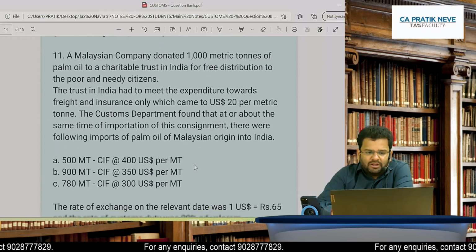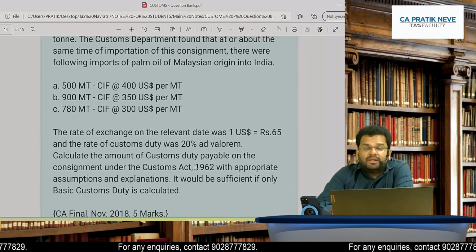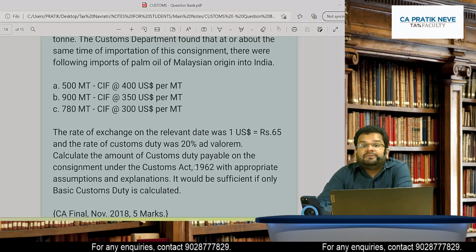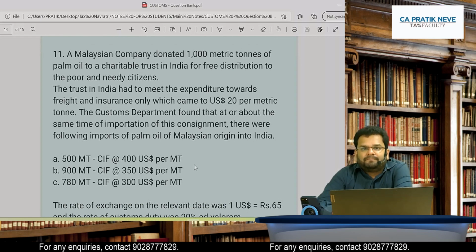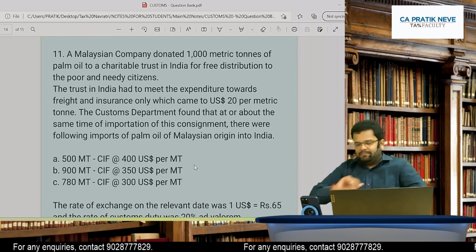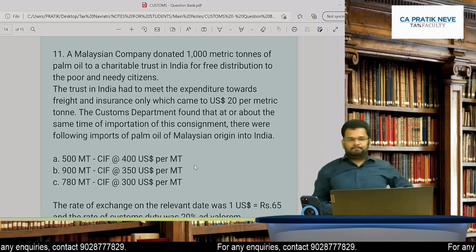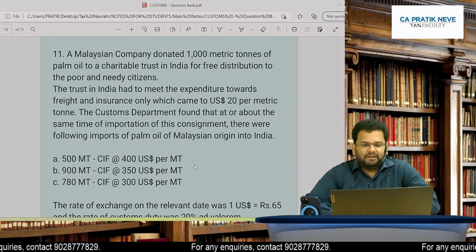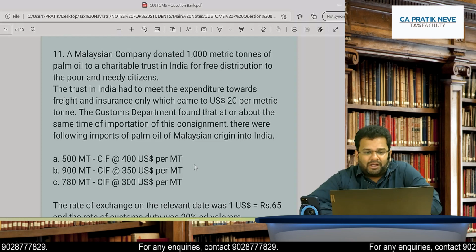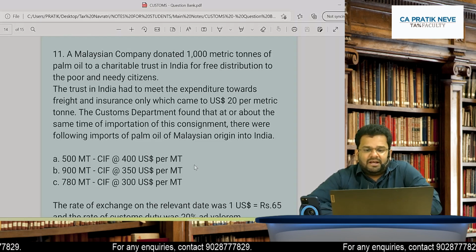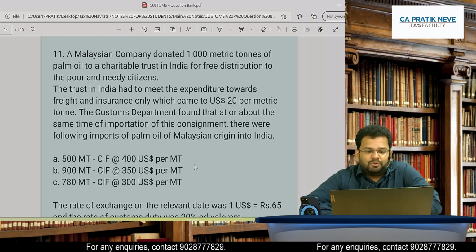Go to page 14, question 11. You will understand how to apply the principle of rule 4 and rule 5. Okay, read it. A Malaysian company donated 1000 metric tons of palm oil to a charitable trust in India for free distribution to poor and needy citizens.